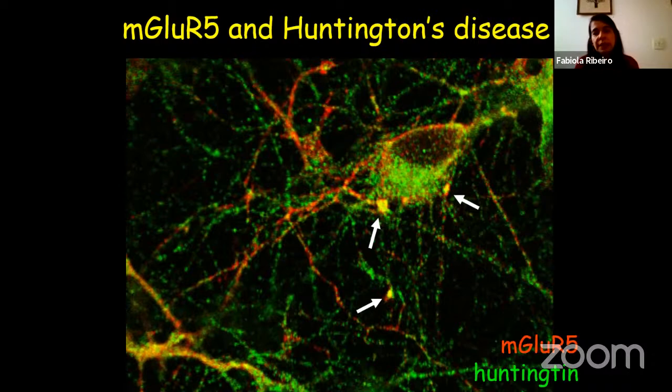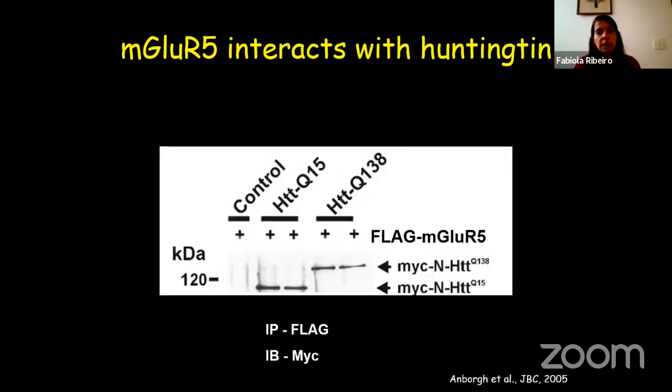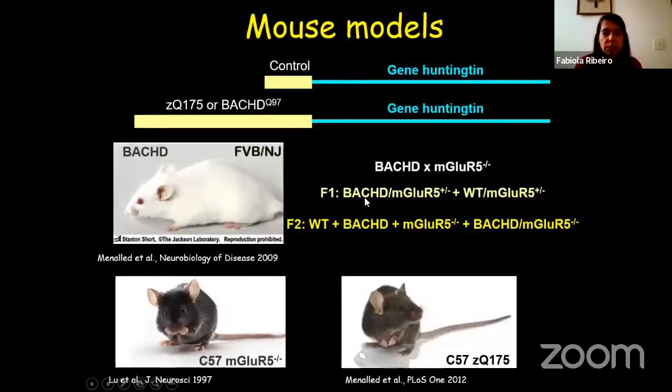And here we can see, in these primary neuronal cultures obtained from mouse embryos, that mGluR5 labeled in red and huntingtin labeled in green are present in the same neurons, the medium-sized spiny neurons, and they actually co-localize. Also, we have shown before, by co-immunoprecipitation experiments, that the receptor can physically interact with huntingtin, and it interacts with both wild type and mutant huntingtin.